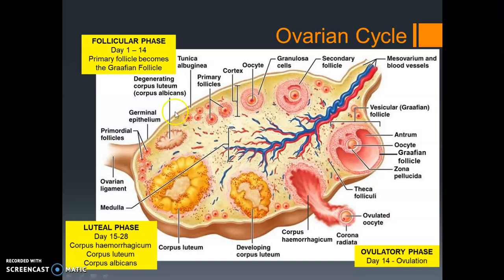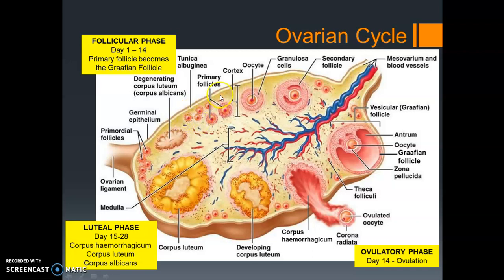The first phase of the ovarian cycle is the follicular phase, which lasts from day 1 of menstruation to day 14. Day 14 is the day on which ovulation occurs. So the follicular phase lasts from day 1 to day 14, and during this period the ovarian follicles are formed.